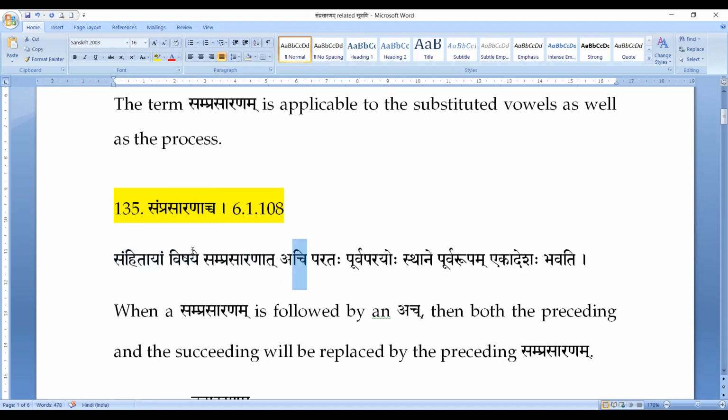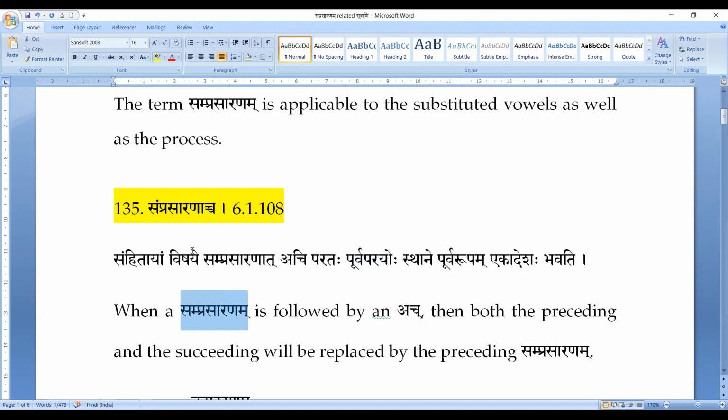Achi comes as Anuvritti from 6177, Yen Sandhi, Iko Achi. So Samprasaranat Achi pare, Achi parataha. Kim bhavati? Purva parayogo, in the place of both the preceding and the succeeding. Kim adesha bhavati? Purva rupam adesha bhavati. Purva rupa is the Anuvritti from the preceding sutra, Ami Purvaha. The meaning is, when a Samprasaranam is followed by an Ach.